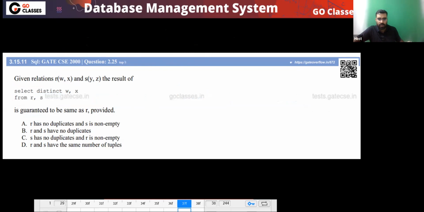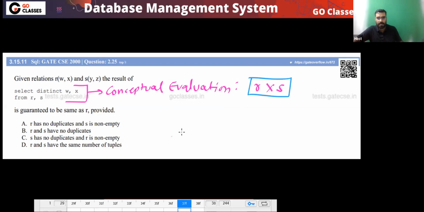If you notice what this is doing, ultimately you are doing the cross product. What is the conceptual evaluation? First you are doing the cross product, so every tuple will match with every tuple. Then you are filtering, selecting W, X.